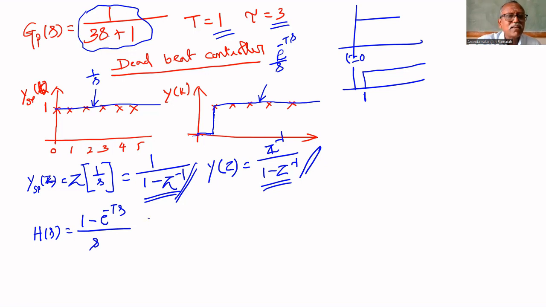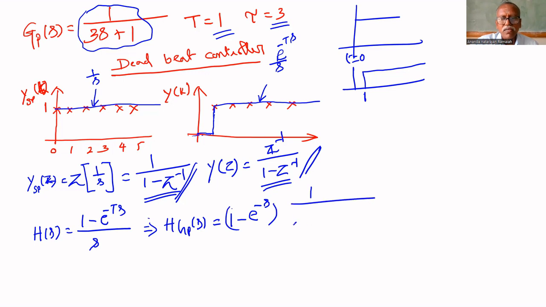Gp of s is 1 by 3s plus 1. Therefore, HGp of s equal to 1 minus e power minus s, because T equal to 1, multiplied by 1 upon s multiplied by 3s plus 1.